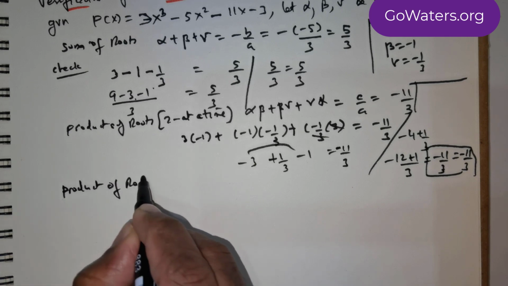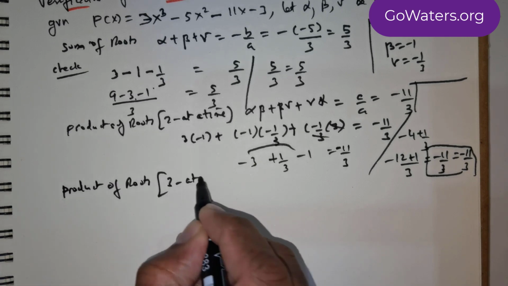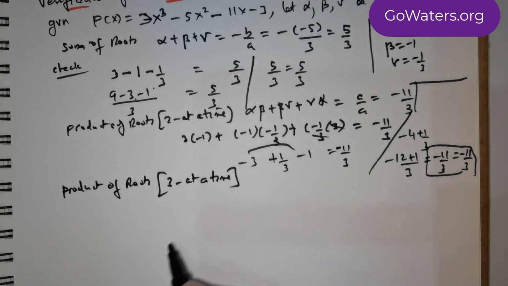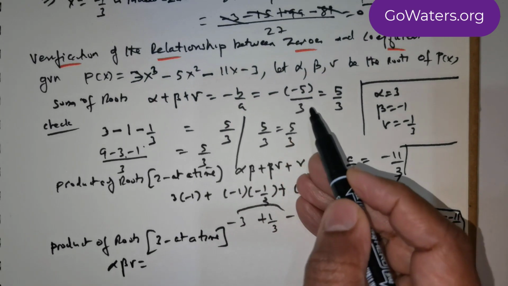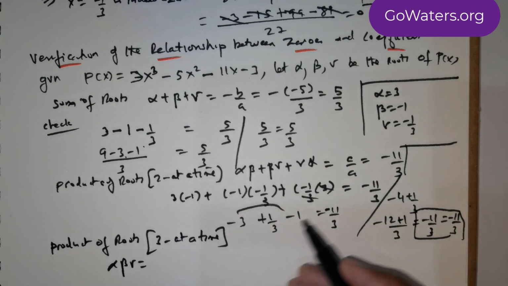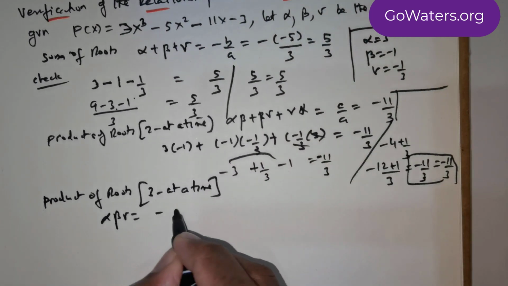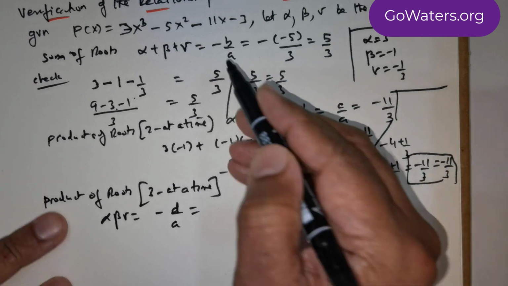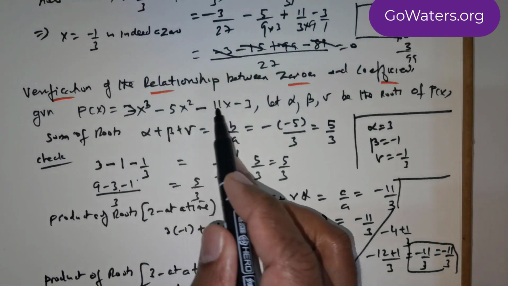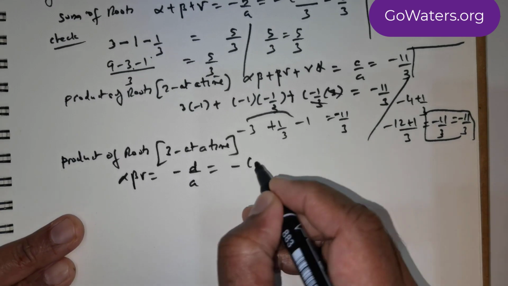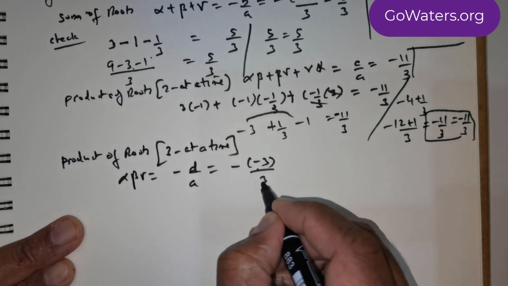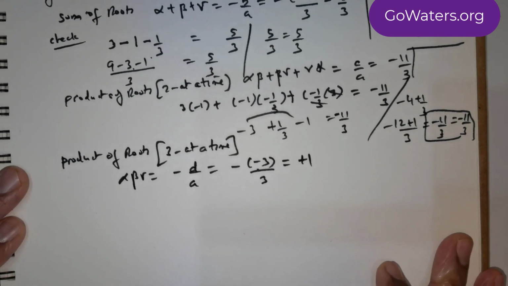Product of roots taken 3 at a time. So that means alpha, beta, gamma is equal to, this is negative b over a, this is c over a, next one should be negative d over a. So what is d? A, b, c and d. So it's going to be negative of negative 3, my a is 1, giving me positive 1.